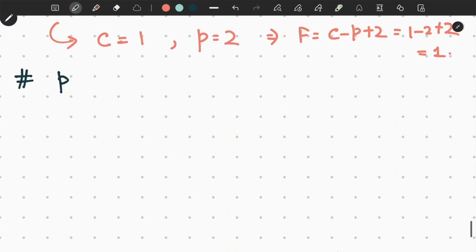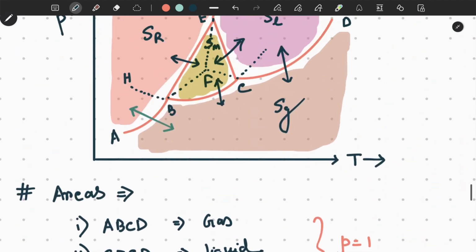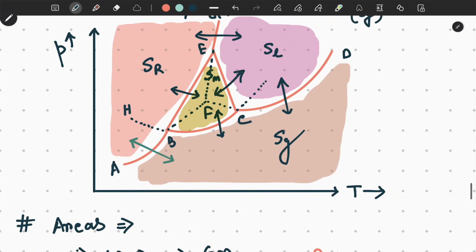So next is points. How many points are there? Four. You can also calculate that. Points mean three states remain together at the same point. Before it was 3C3, that's why it was 1. But here it's 4C3, since 4 states are there. So it will be 4 factorial by 3 factorial times 1 factorial, so it will be 4. Which 4? Points E, B, C, F.